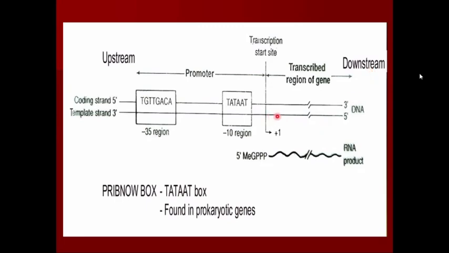Okay? This is the one that will be transcribed into an RNA. This one. Okay? And in prokaryotes, you have the so-called Pribnow box or TATAAT box. Remember that. And what is the importance of this TATAAT box or Pribnow box? It tells the RNA polymerase where exactly is the transcription start site.